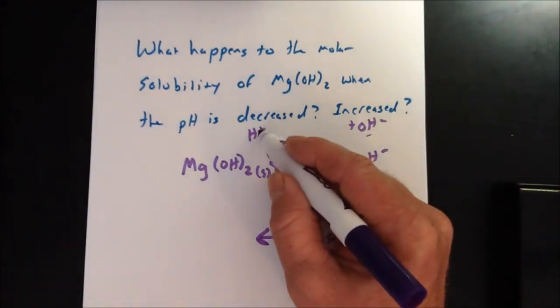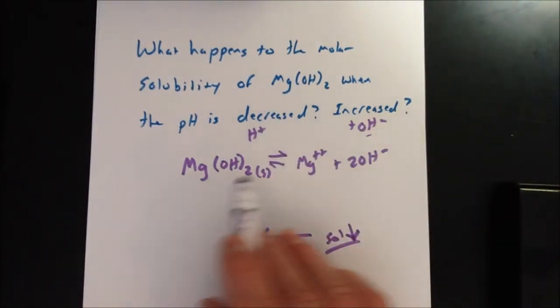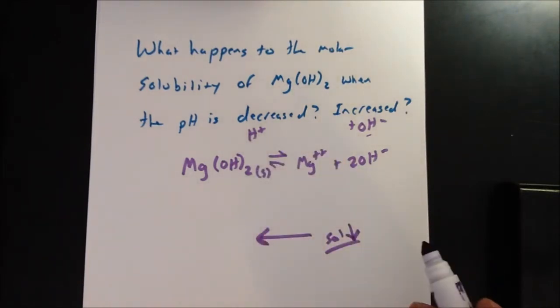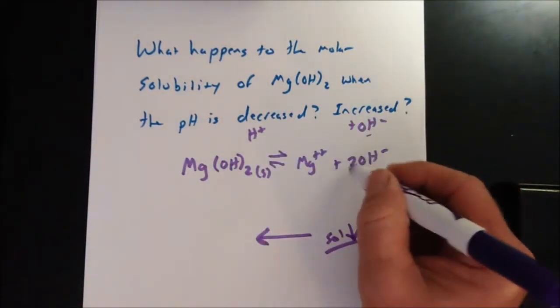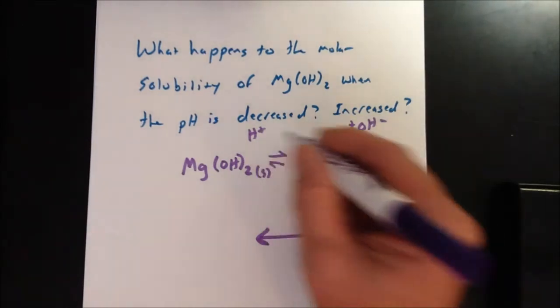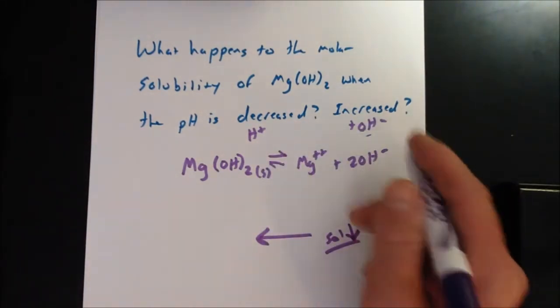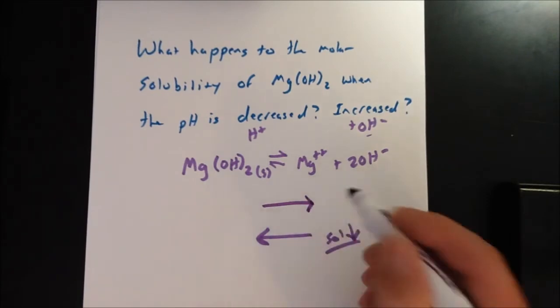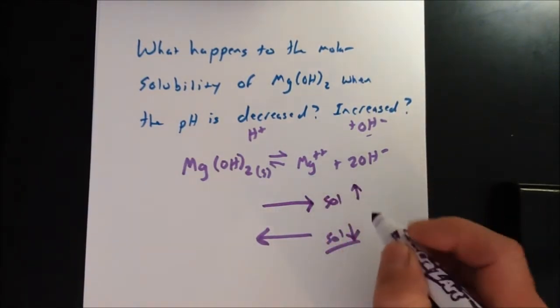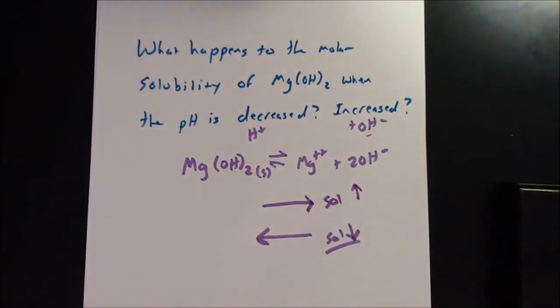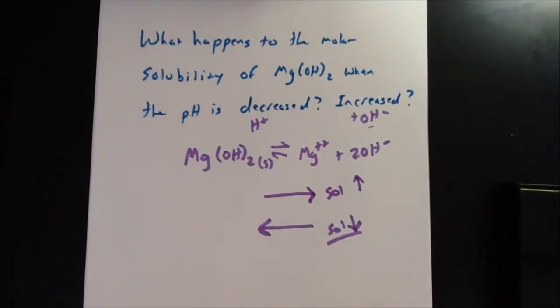Now going back to decreasing, adding H plus. I don't see H plus in the expression. Sometimes you'd be real tempted to say no effect, but adding H plus is the equivalent of taking away OH minus, because those two things are going to form water. So if we're taking that away, it's going to shift that way, and the solubility is going to increase. So the molar solubility of magnesium hydroxide is going to be greater in acidic conditions than it is in basic conditions.